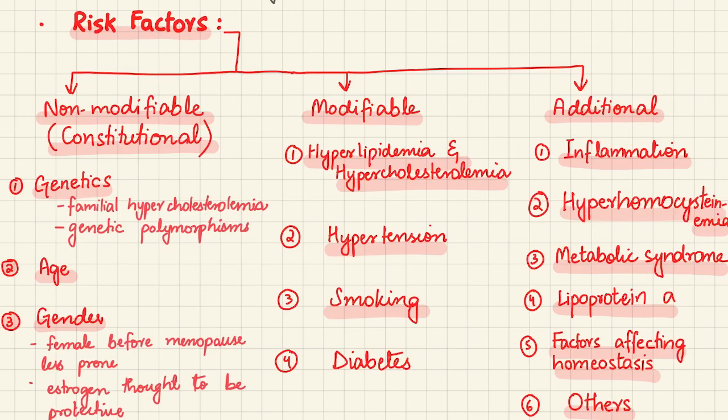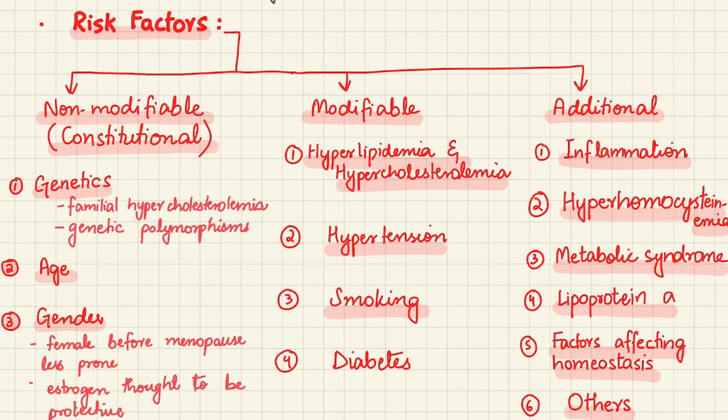The second non-modifiable risk factor is the age of the patient. Classically, the age between 40 and 60 is very prone to develop atherosclerosis, and generally, as a rule, the older you are, the more prone you are to develop this. One thing to remember is that atherosclerosis is a chronic process, and it starts very early on in the life of a person, and even children are going to have thin plaques in their endothelium.